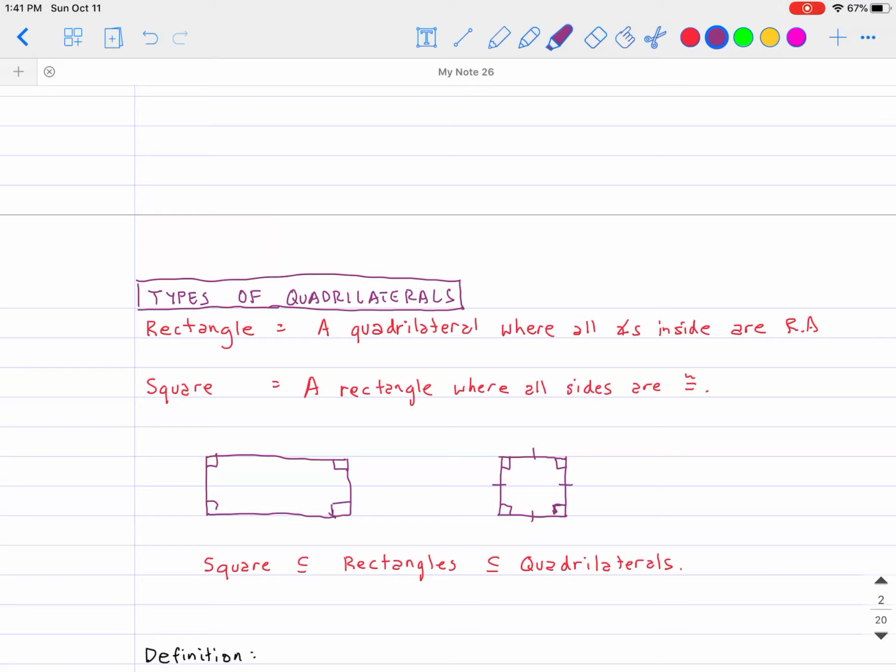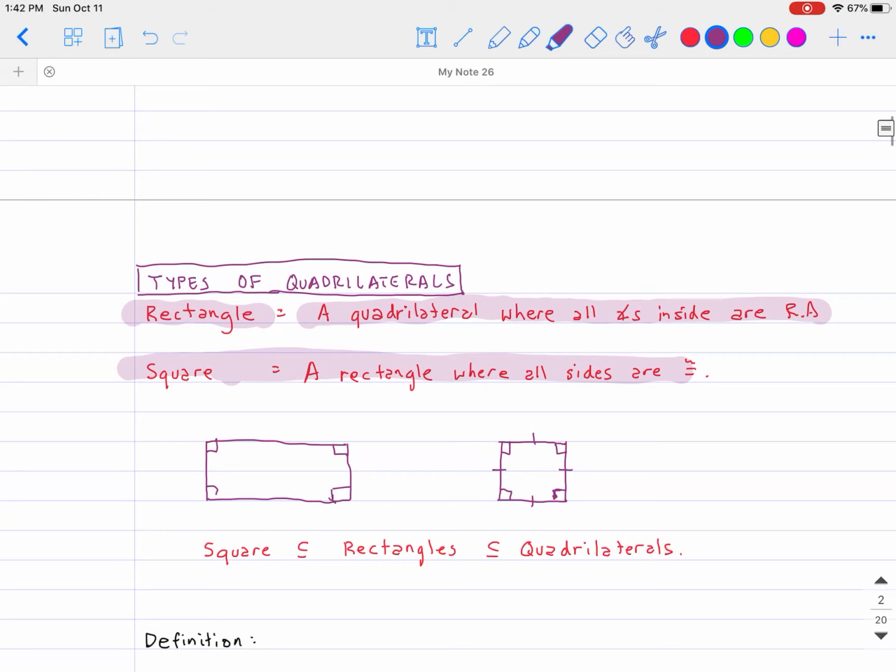All right, now that we got that out of the way, let's talk about the types of quadrilaterals that you will encounter, or the ones that you have encountered already. The first one is a rectangle. A rectangle is a quadrilateral where all the angles inside are right angles. That's our formal definition. Then, to be a little more specific, a square is a rectangle where all the sides are congruent to each other. Underneath, you can see the illustration of the two.